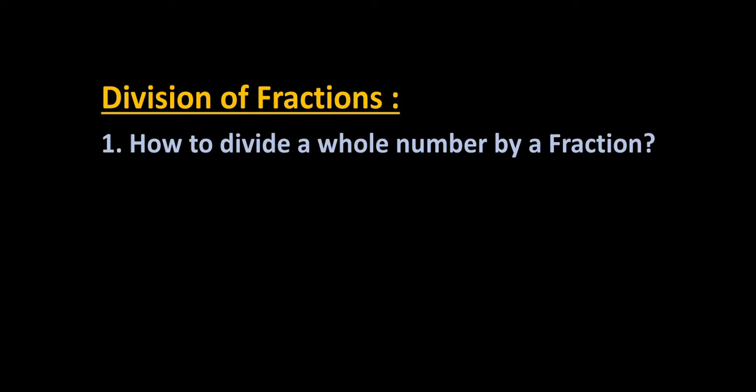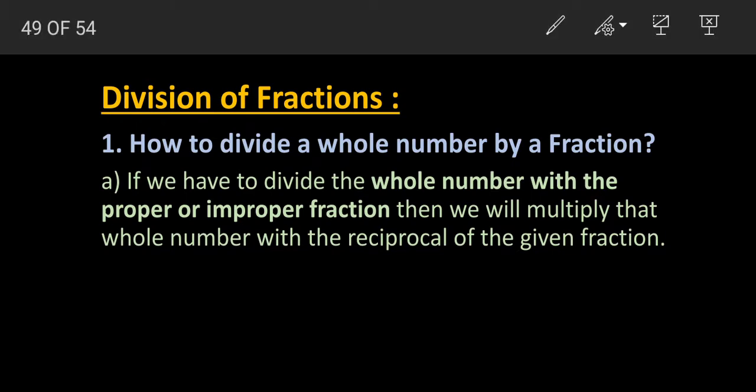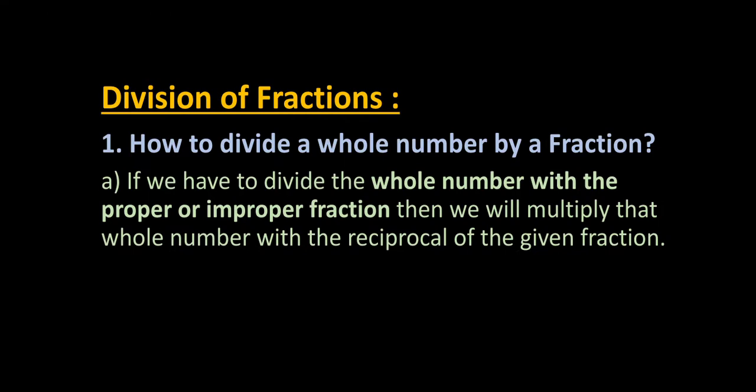So now come to division of fractions. First we will discuss how to divide a whole number by a fraction. If we have to divide a whole number by a proper or improper fraction, then we multiply that whole number with the reciprocal of the given fraction. Okay. So we convert this division into multiplication by converting the second fraction, by finding the reciprocal.